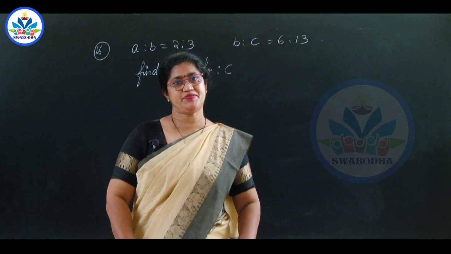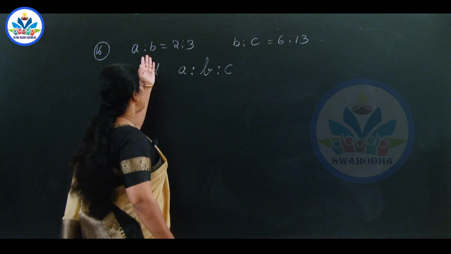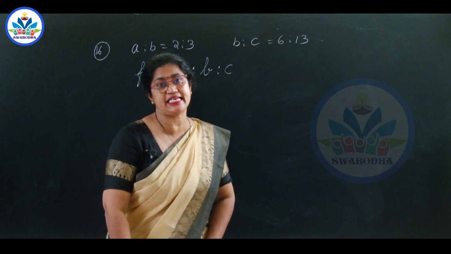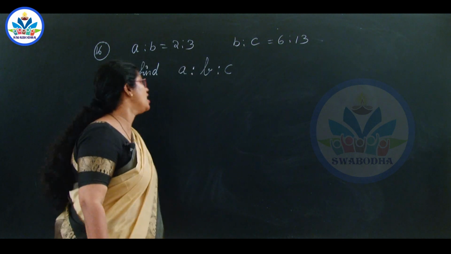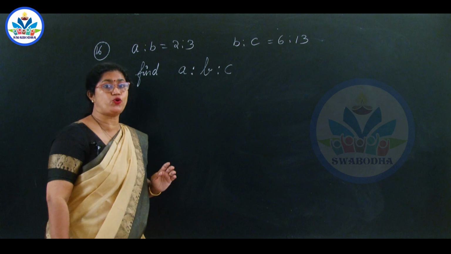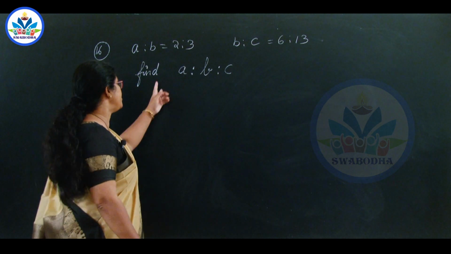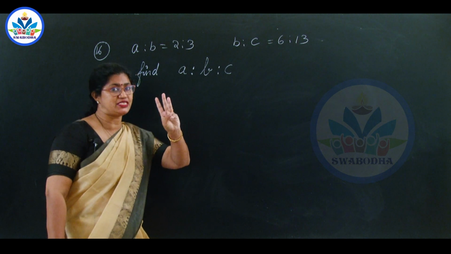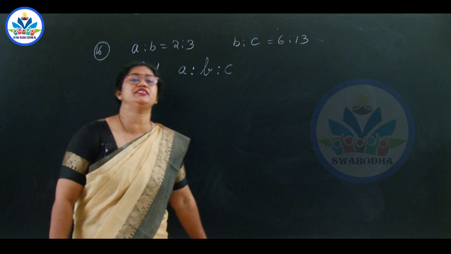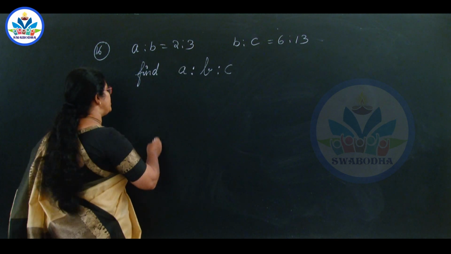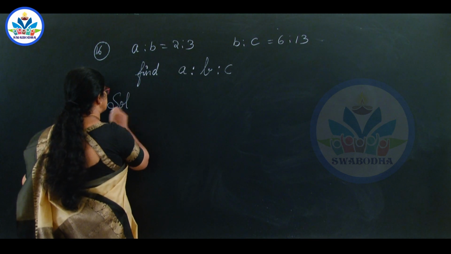Question number 16, we are given A is to B is 2:3. You are also given B is to C is 6:13, and you are asked to find the ratio A is to B is to C. Look at this carefully. You are asked to find the ratio with 3 terms, A is to B is to C, and we are given these 2 ratios. Now let us see how to do this sum.